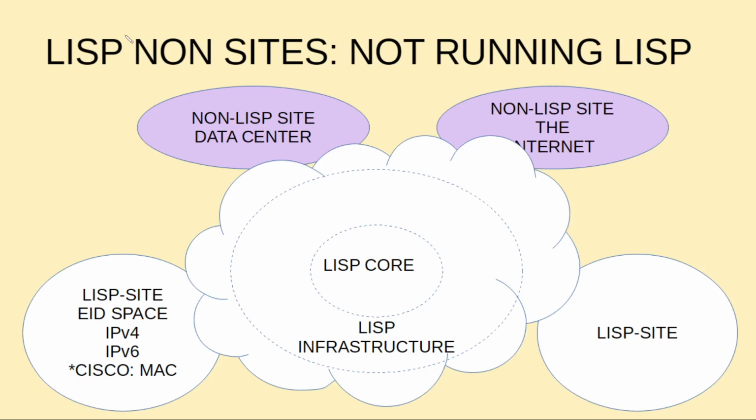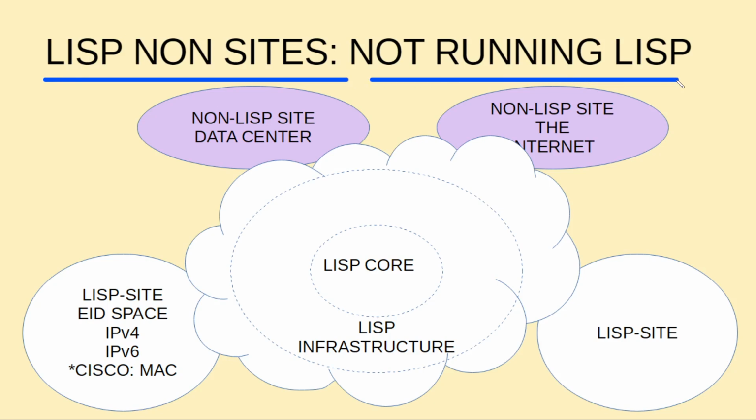And then we have the LISP non-sites. These are the parts of the network where we are not running LISP. Examples of non-LISP sites could be the data center, the internet, or for instance, the server farm block.